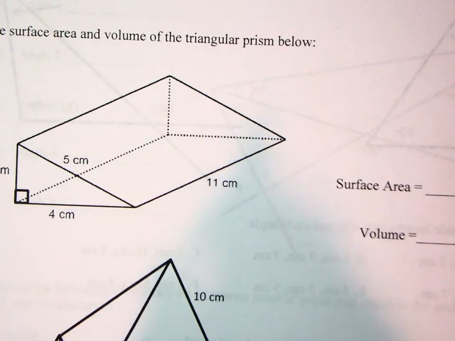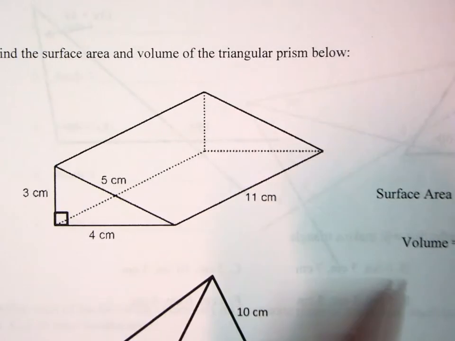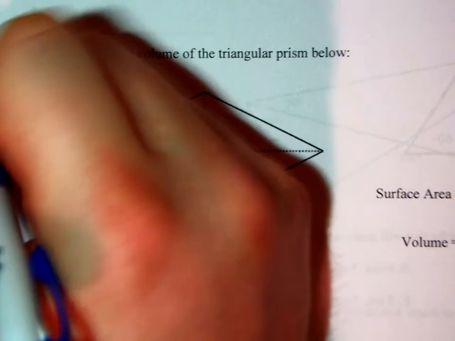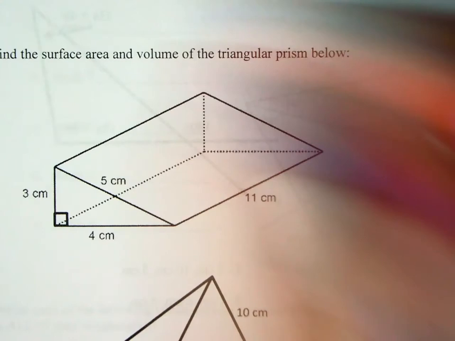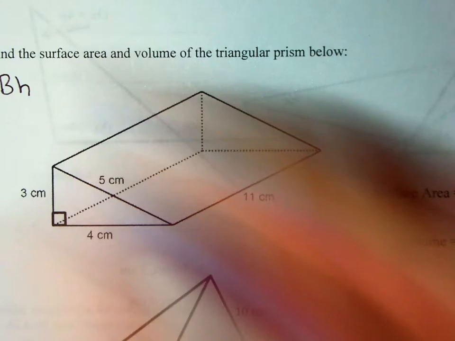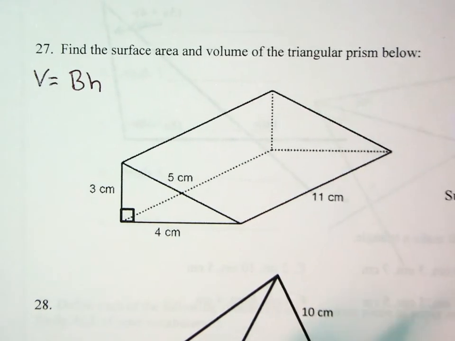Problem 27 asks us to find the surface area and the volume of the triangular prism. And this particular triangular prism, I'm going to start with the volume because I think volume is easiest. So I'm going to do volume equals big B times H. So that's the formula for the volume of any prism.